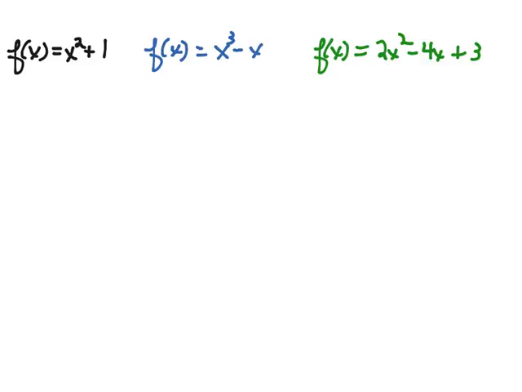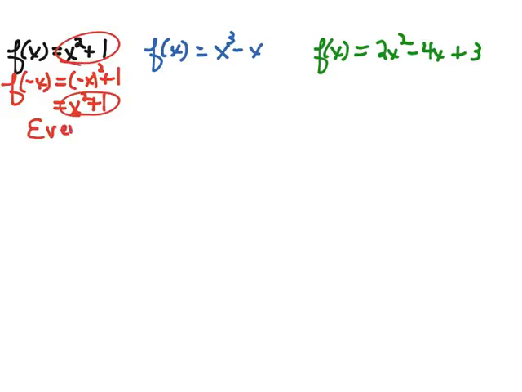So starting with the first function, f of x equals x squared plus 1, if we were to substitute in negative x into our equation, we would have negative x squared plus 1. And a negative times a negative is positive, so we end up with x squared plus 1. Now note, this is the same thing that we started with. That means that we have an even function. An even function is defined to be a function in which f of negative x is the same thing as f of x.